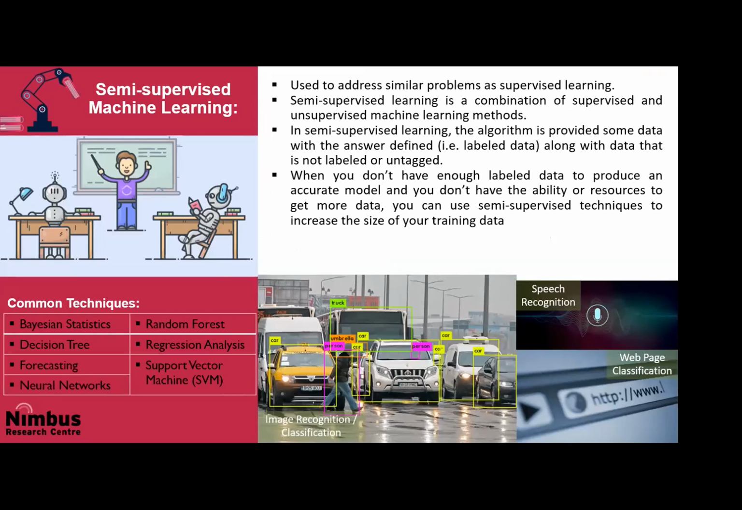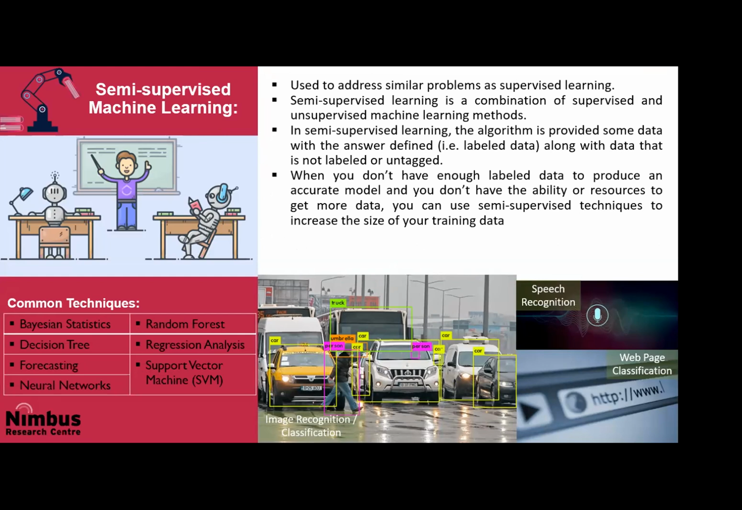So next, we have the blend of the two, the best of both worlds, so to speak. So it's semi-supervised learning. This is used to address similar problems as supervised learning. However, in semi-supervised learning, the machine is provided, as I said, some data with the answer identified, i.e. some labeled data, along with additional data that is not labeled with the answer. So in other words, some of the input data is tagged with the desired output or the answer, while the remainder is untagged.